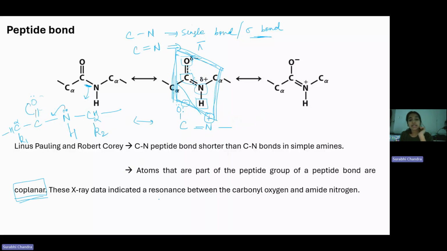Now, these X-ray data indicated a resonance between the carbonyl oxygen and amide nitrogen. Carbonyl oxygen, this one, and amide nitrogen, this one. Okay. So these are all resonance intermediates. This is one intermediate and another. So these are the resonance structures giving a bond length that exists between a sigma bond and a pi bond.